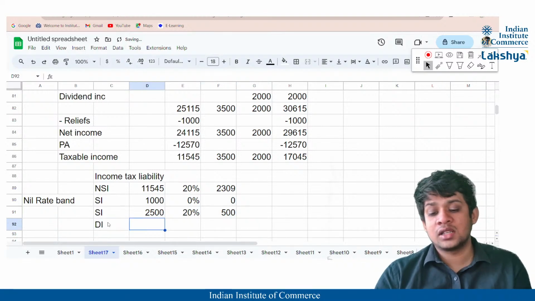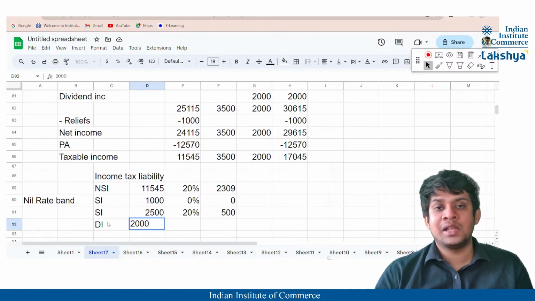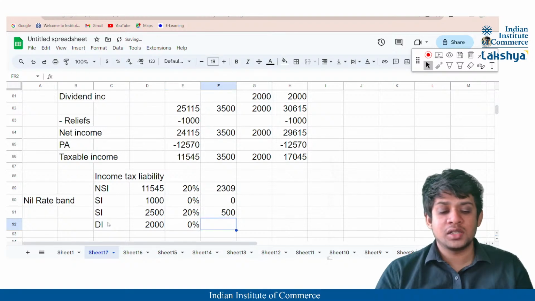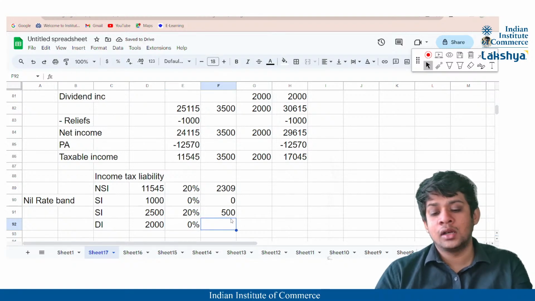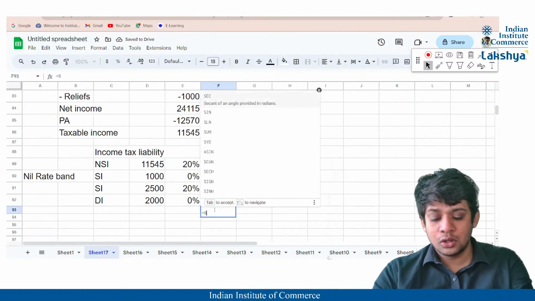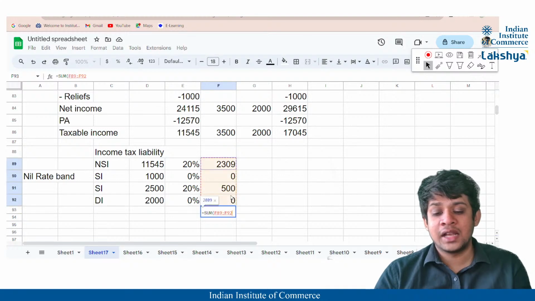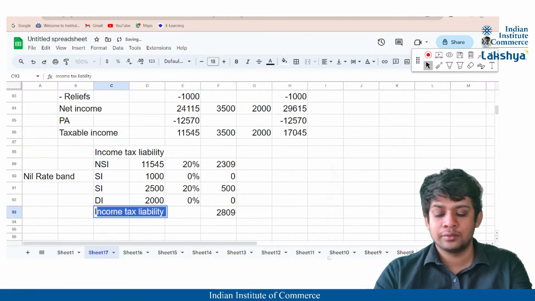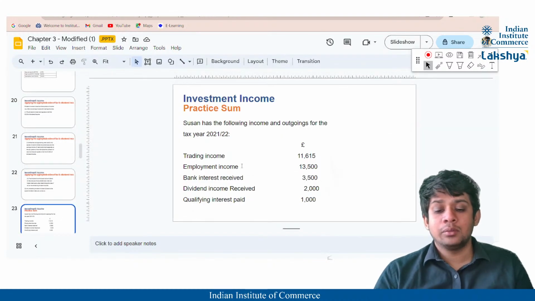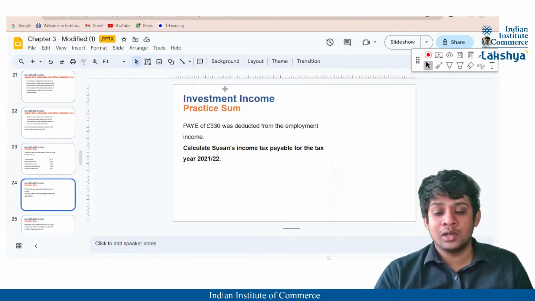On the dividend income, lastly, the 2,000 worth of dividend income that is there, irrespective of if I'm a basic rate taxpayer or a higher rate taxpayer or an additional rate taxpayer, for the first 2,000 I will always get a 0% tax, and thus my tax liability here will be nil. So my total income tax liability sums up to 2,809.